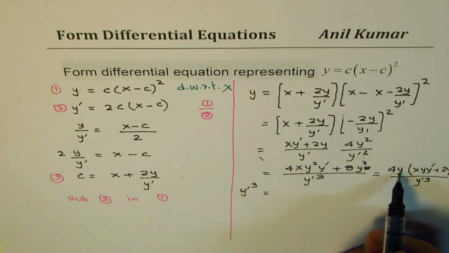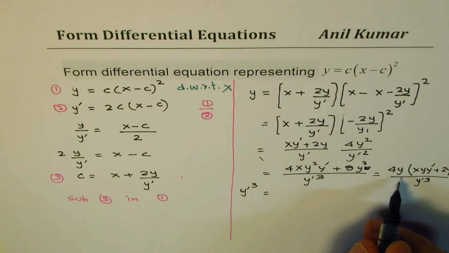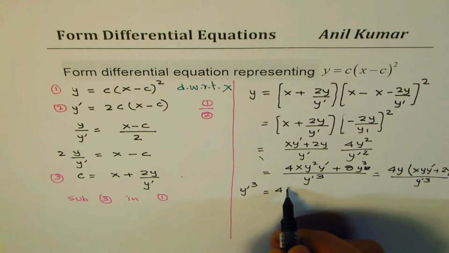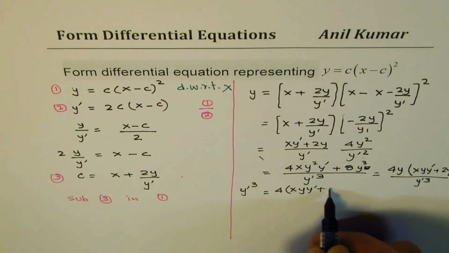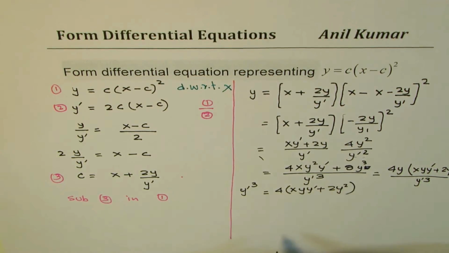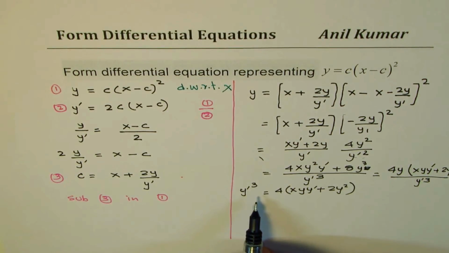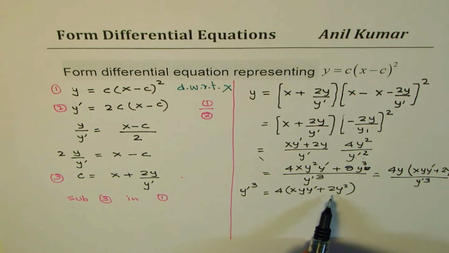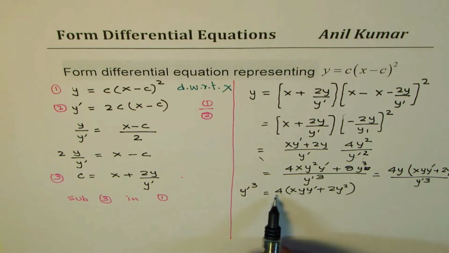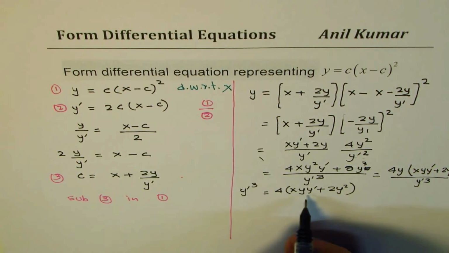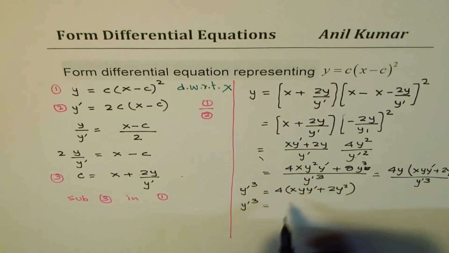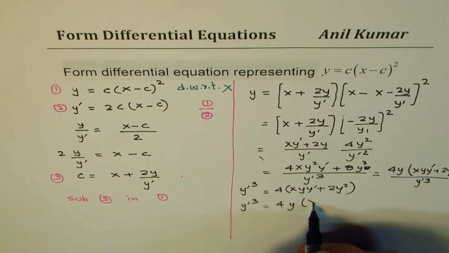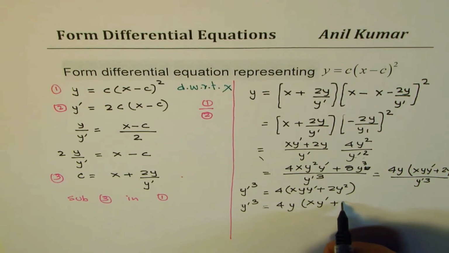So when you cross multiply, y and y cancel. So what you get here is 4 times x y prime plus 2y square. Is it okay? So that is what you get, and that becomes your differential equation. You could actually take y common, so you could also write this as third degree. So you could take 4y common, right? And you could write x y dash plus 2y.